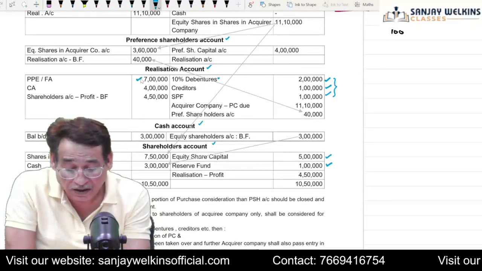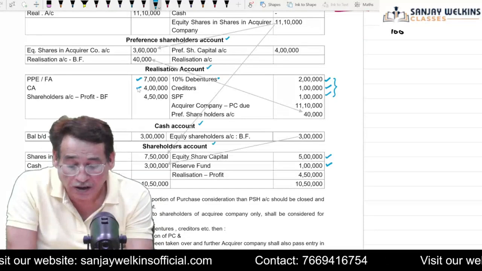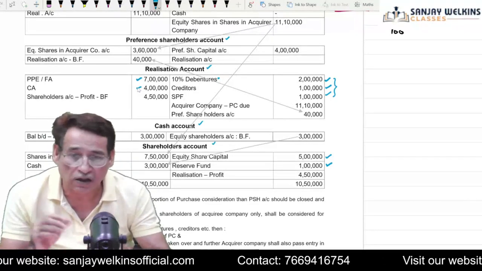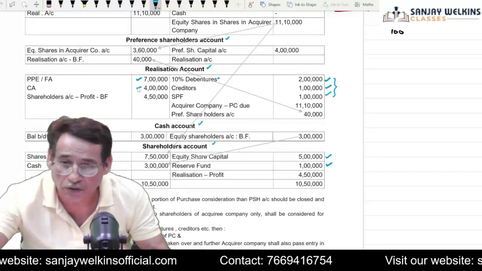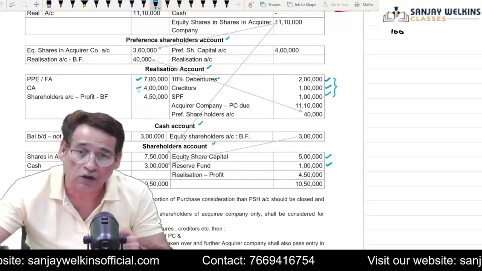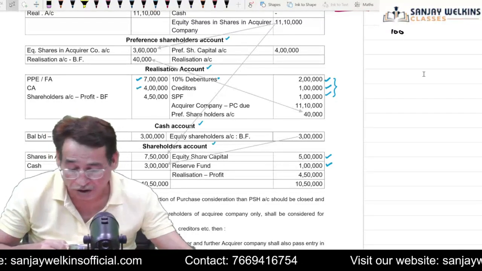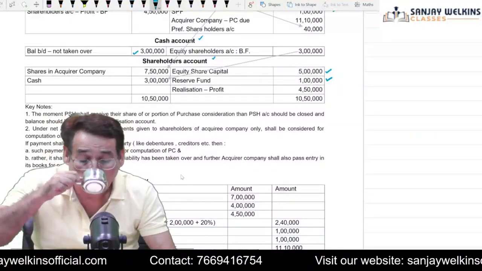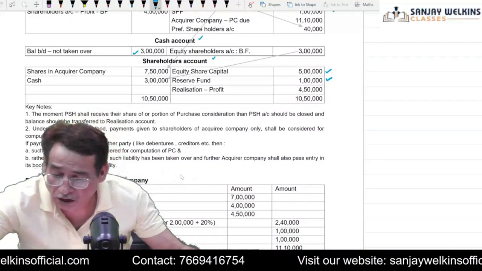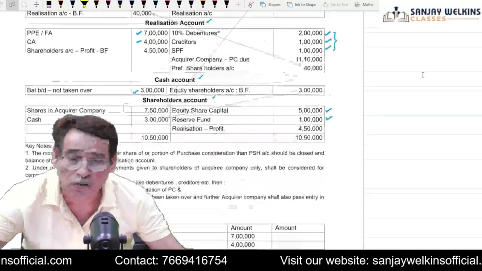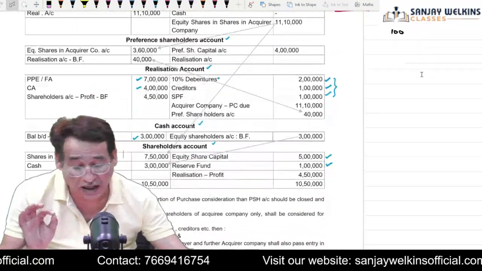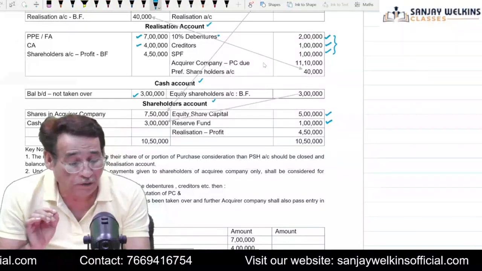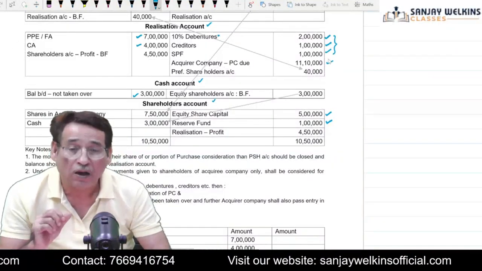Coming over to the asset side, there is property, plant and equipment and current assets. And in this question, it is clearly mentioned that cash hasn't been taken over. If cash hasn't been taken over, where do I need to post the cash account? Obviously, on the debit side of the cash account, correct? So now our assets and liability side is closed. After closing the assets and liability side, we will pass the entry for this, correct?